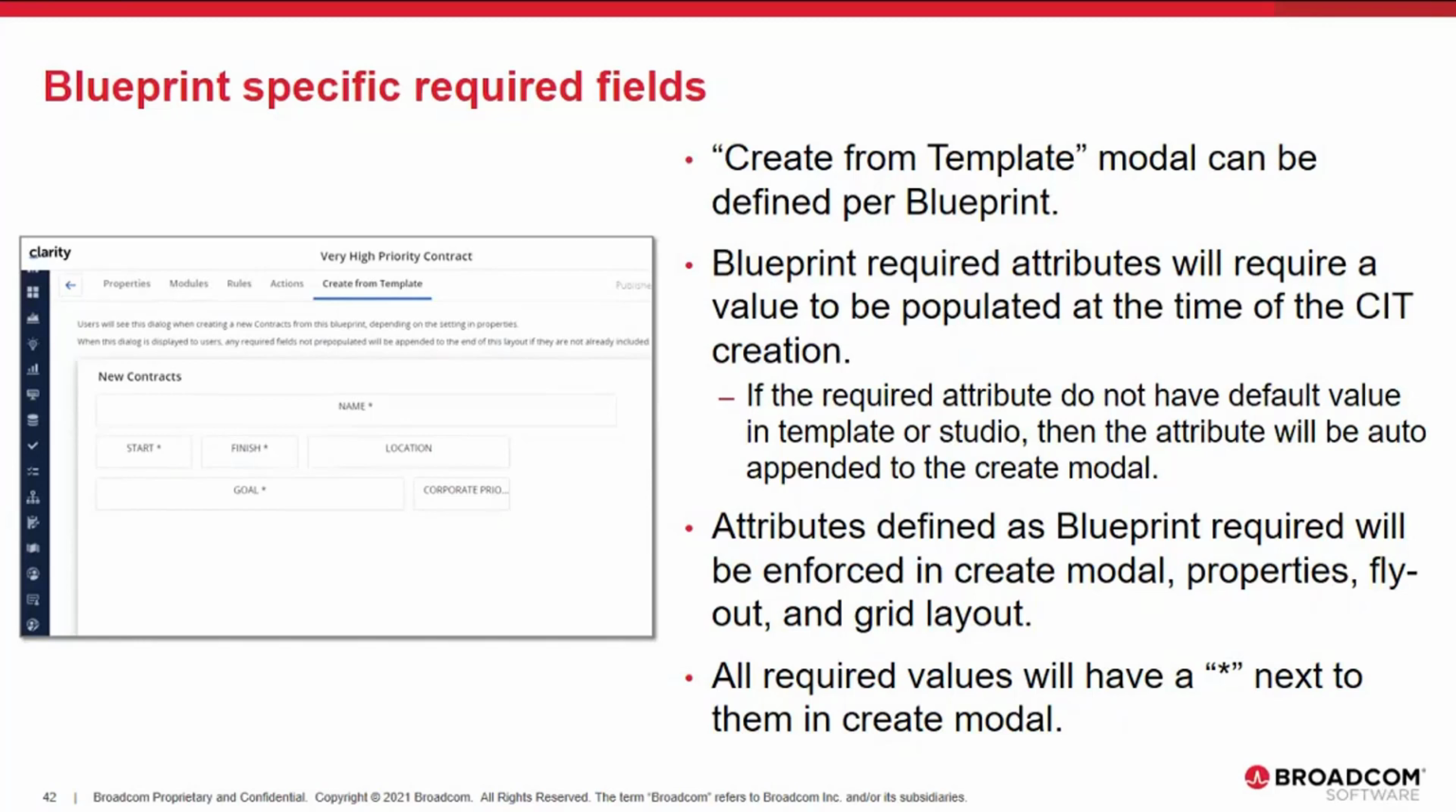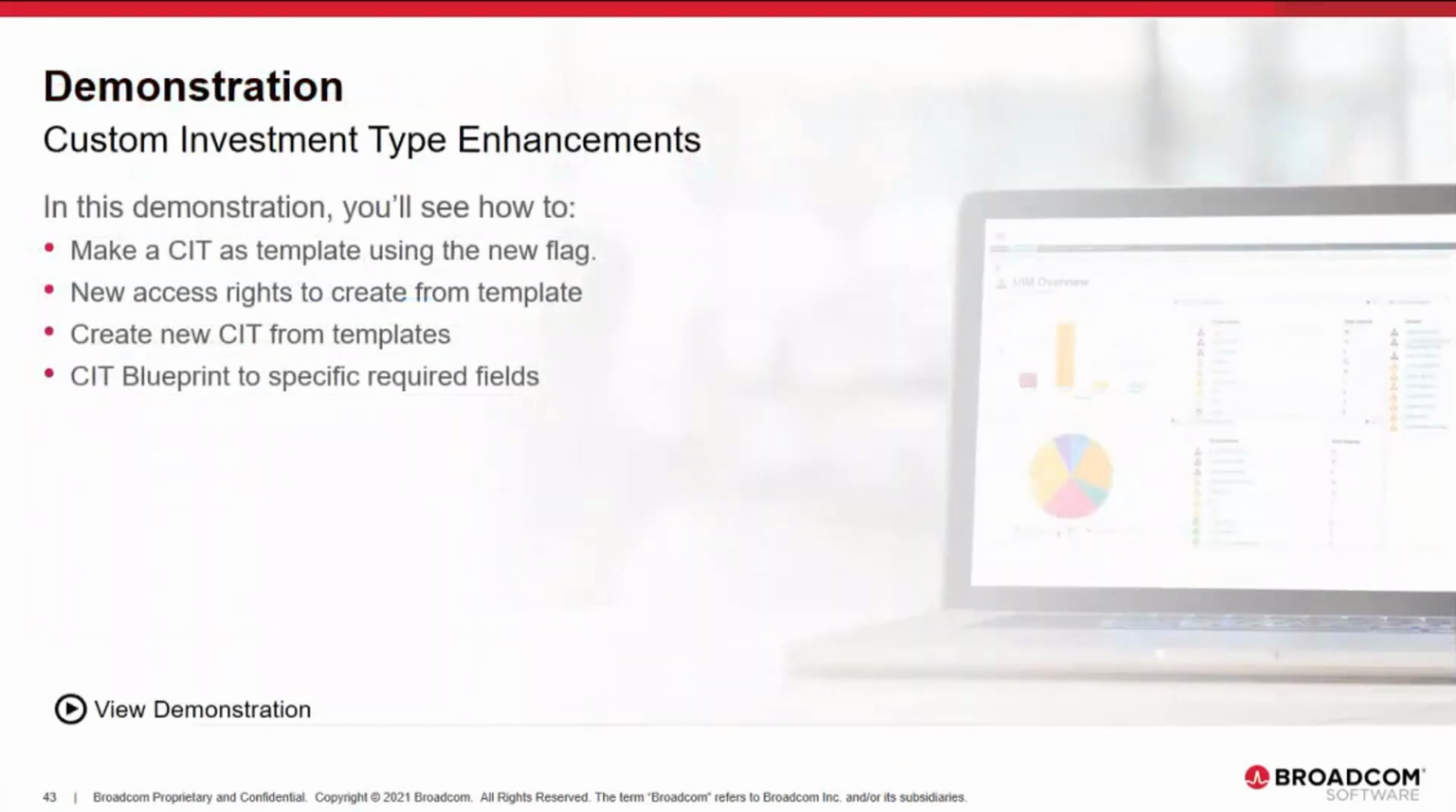The attributes defined as required or blueprint required will be enforced in the create modal, properties flyout, and the grid layout. And all required values will have an asterisk next to them in the create modal only. All right, with that, let's see the product in action.